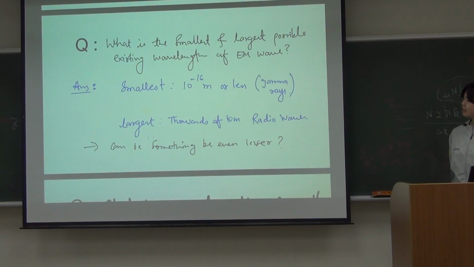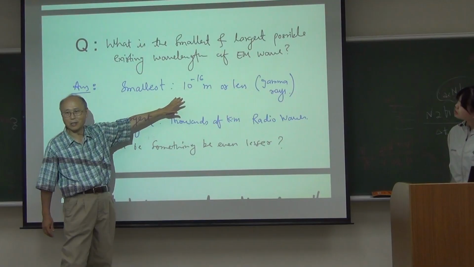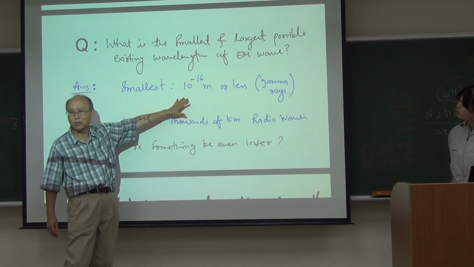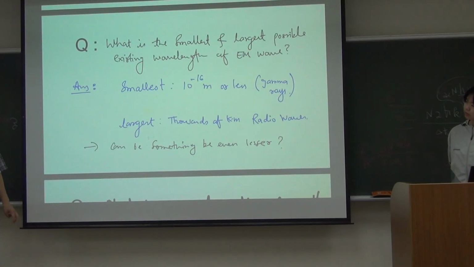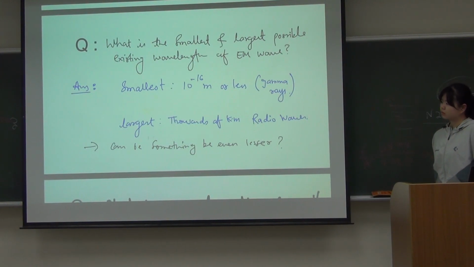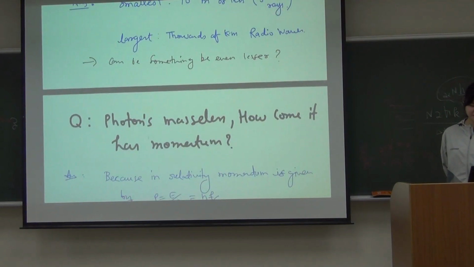And for the shortest wavelengths, this is more limited by the ability of human beings in terms of technology. Yes, you could produce a 10 to the minus 16th meter wavelength in the gamma ray range by colliding laser with charged particles like a very high speed electron beam to produce this gamma ray radiation. Okay, very good. What else?